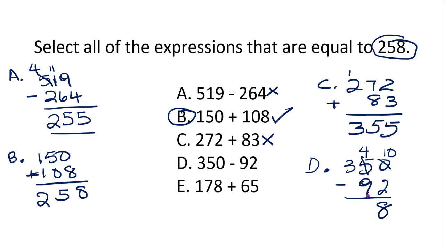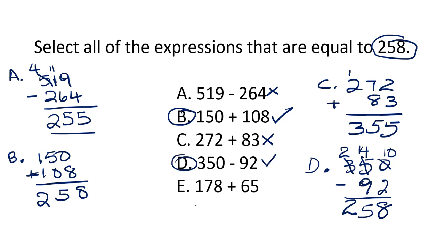Now 4 minus 9, we can't do that because the 4 is less than 9. So we have to regroup. The 3 now becomes a 2. And we're looking at 14 minus 9. 14 minus 9, you guessed it, is 5. Now we bring the 2 down because 2 is not taking away anything. So that's 258. That works out for D.